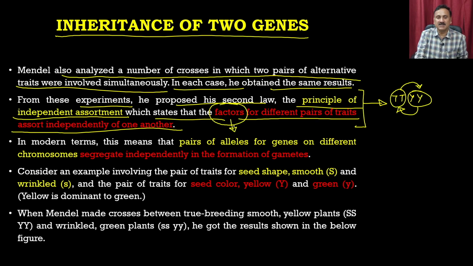he was not very sure about the genes and genetic materials and so on. So he actually coined the term factor for defining these genotypes. So the factors for different pairs of traits assort independently, which means when there is a cell division, the TT is going to assort separately and the YY is going to assort separately. There will be no influence of TT onto the YY or the YY onto the TT.